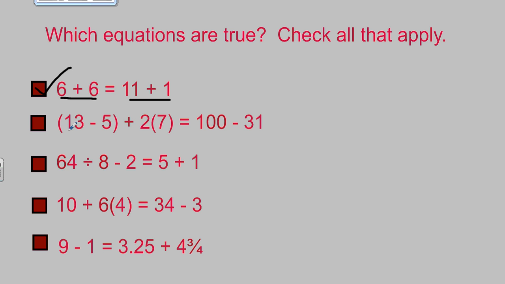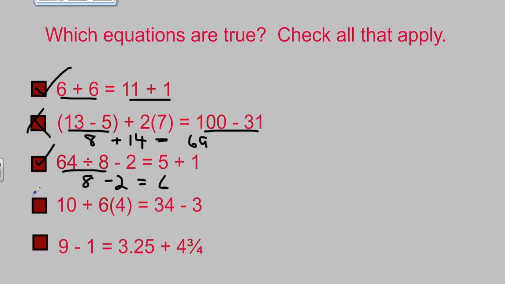This next one, again, we have to use order of operations. 13 minus 5 here that we have to do first is going to give us 8, plus 14. And I can already see the answer over here, 69, that's going to be much, much higher than 8 plus 14. So this one is definitely false. Okay, this next one, I have to do division first here. So 8 minus 2 is equal to 6, and 8 minus 2 is equal to 6. So this one is true.